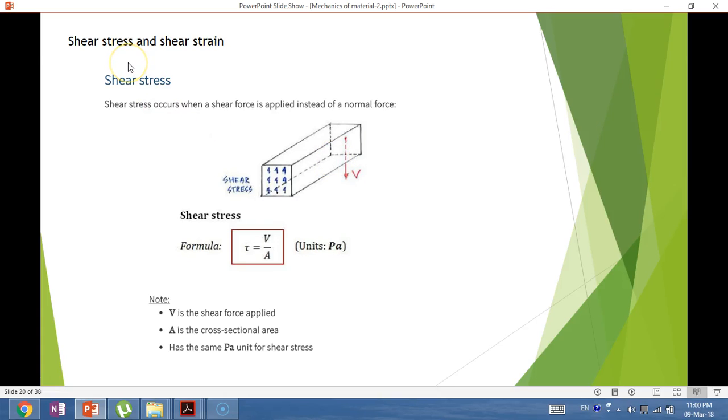Hello. Now we are going to talk about shear stress and shear strain. What is the shear stress? The shear stress occurs when a shear force is applied instead of a normal force.